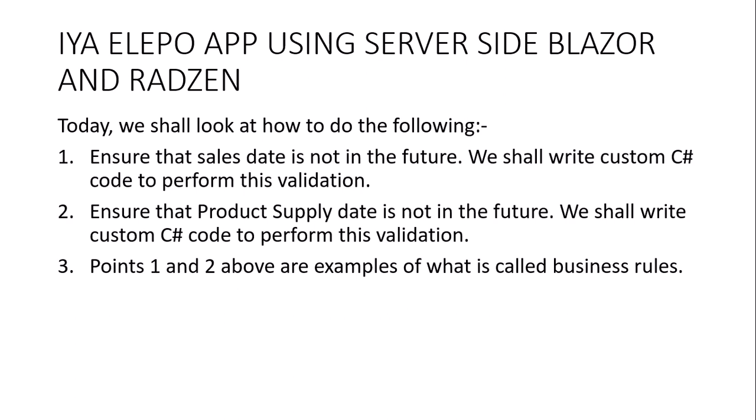Today, we shall look at how to do the following. One, ensure that sales date is not in the future. We shall write custom C# code to perform this validation. Two, ensure that product supply date is not in the future. We shall write custom C# code to perform this validation. Points 1 and 2 above are examples of what is called business rules.